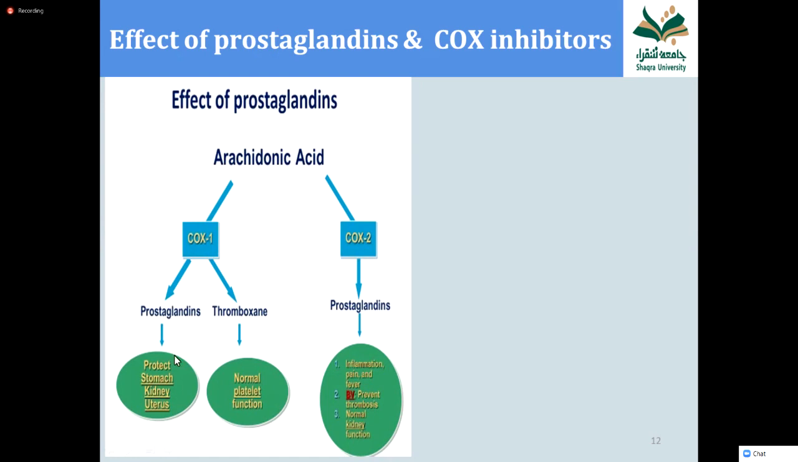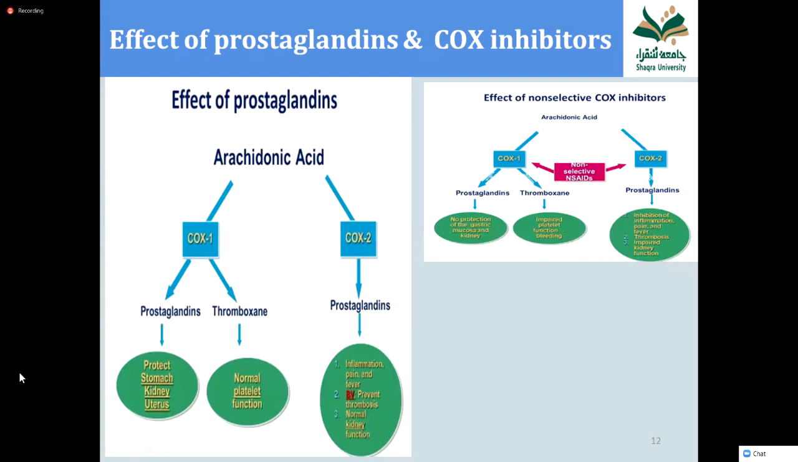So we want to suppress this inflammation, pain, and fever. So we can suppress cyclooxygenase enzymes. So we have some drugs which are called non-selective non-steroidal anti-inflammatory drugs, which suppress both COX-1 and COX-2. So what will happen? There will be no protection of the gastric mucosa and kidney.